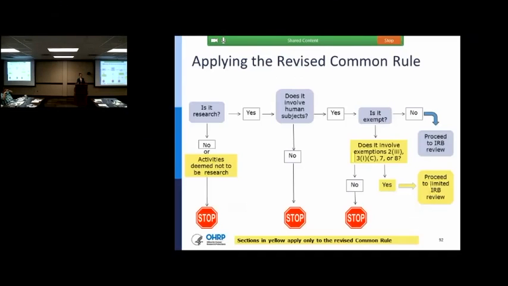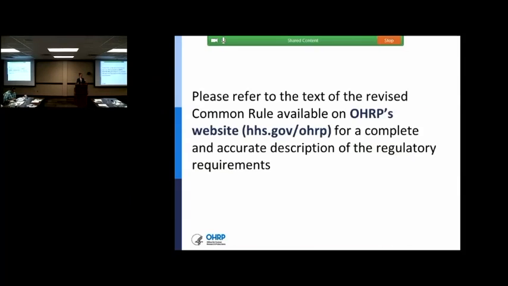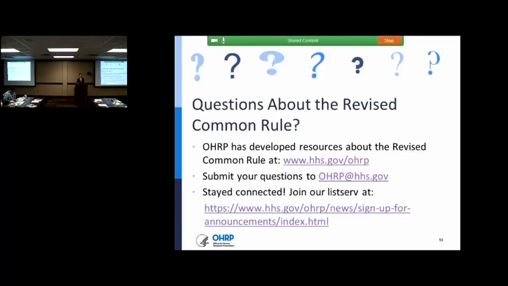Okay, so this is just an overview of the whole process with all of the revised common rule components added to it. You guys are going to get these slides. And this is sort of a disclaimer. We ask that you look to the actual text of the regulations for more details and specifics. And also we are developing educational materials, and of course guidance that will be posted on our website.